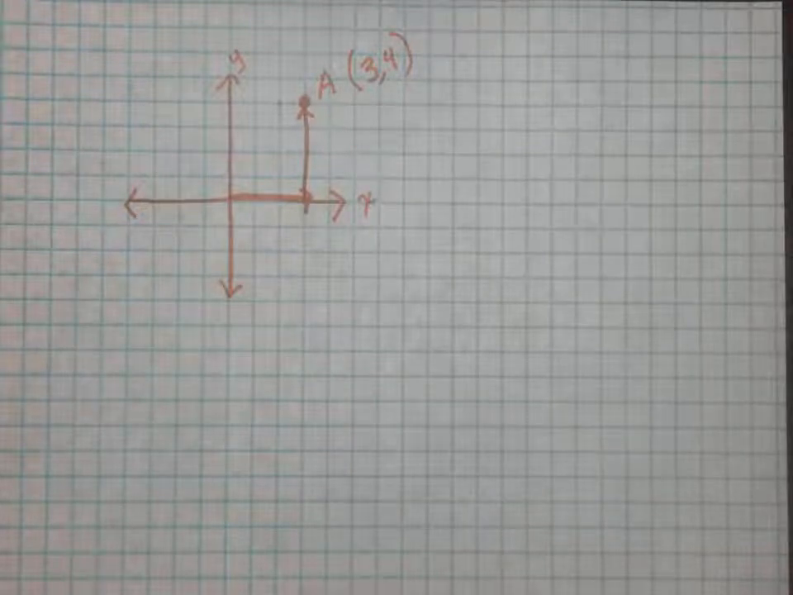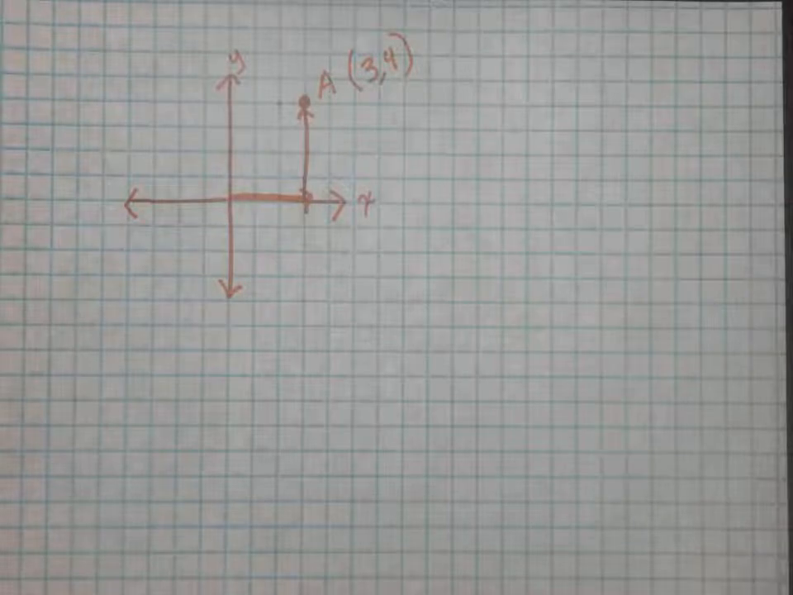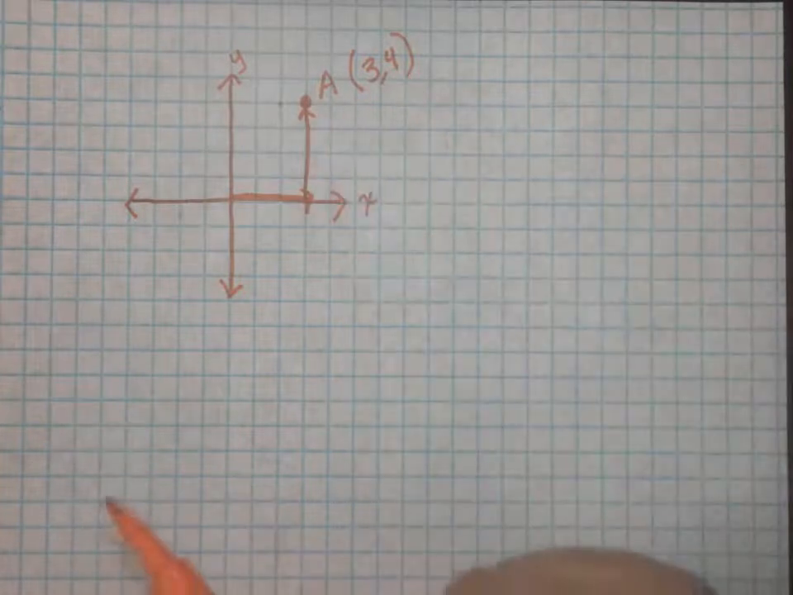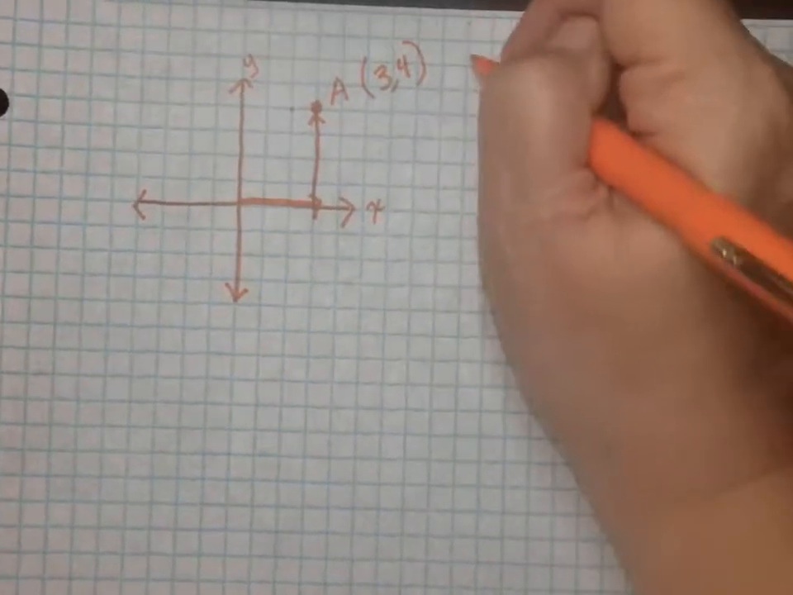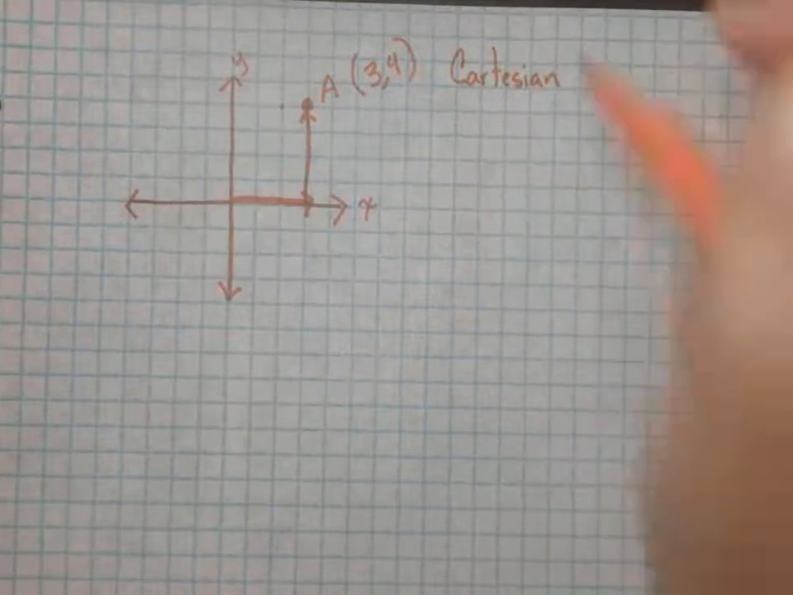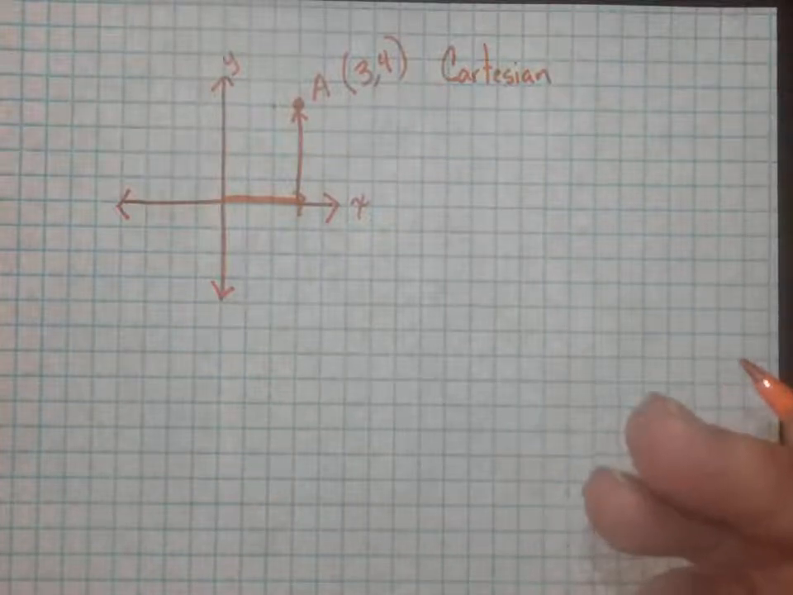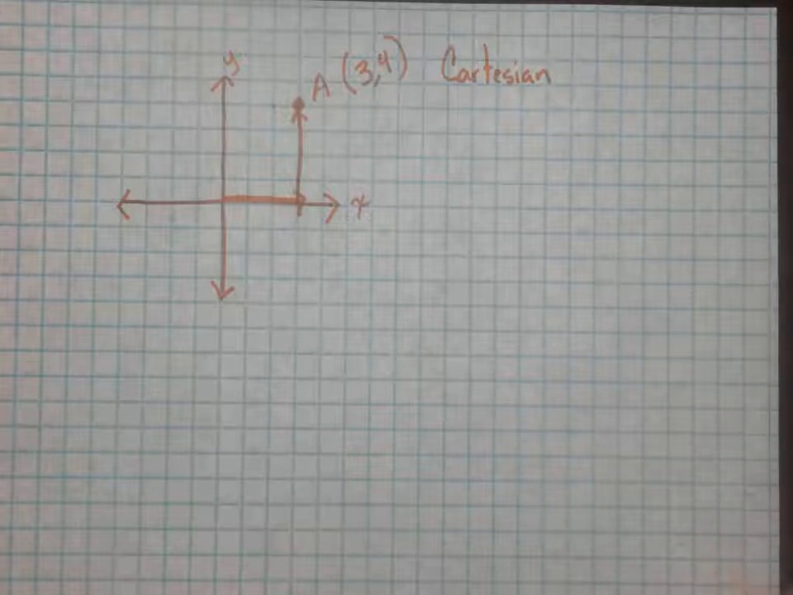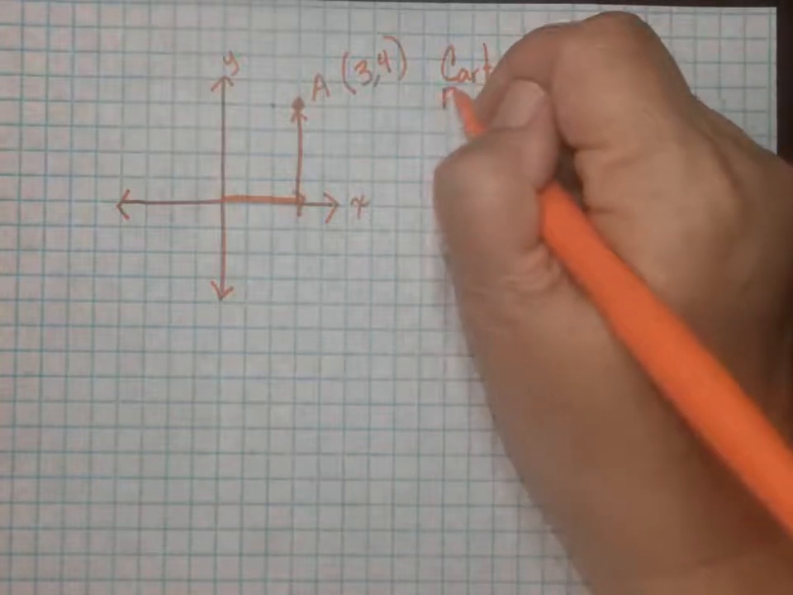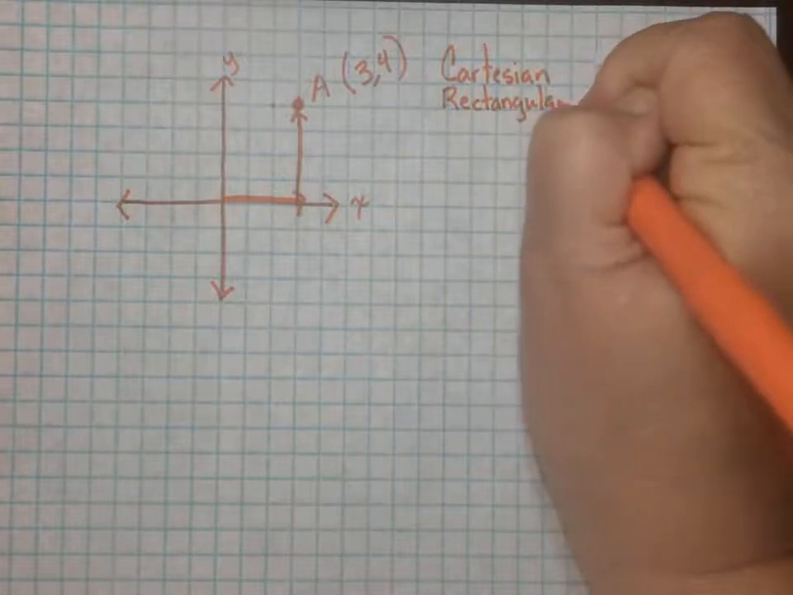Now, we have other methods of communicating location, like think about having longitude and latitude. That's another way to communicate a location. Well, mathematically, besides this Cartesian coordinate plane, which is named after the mathematician and philosopher René Descartes, we also sometimes refer to this as rectangular coordinates. Okay?